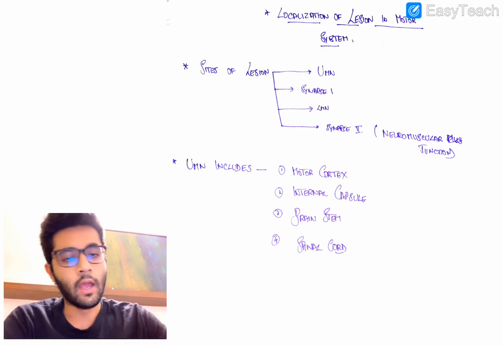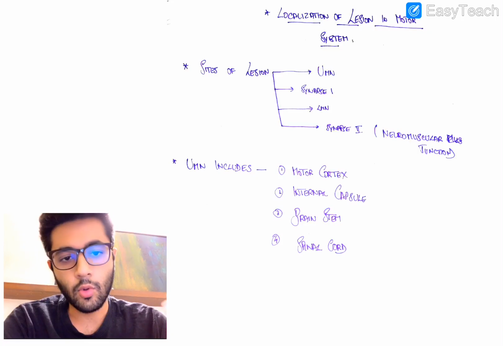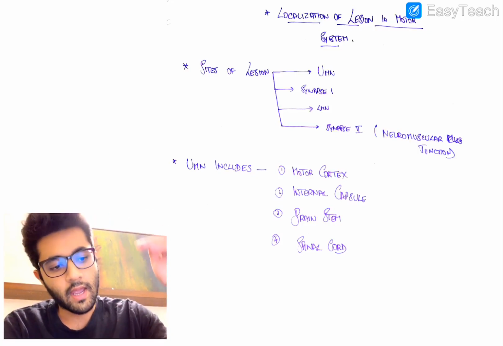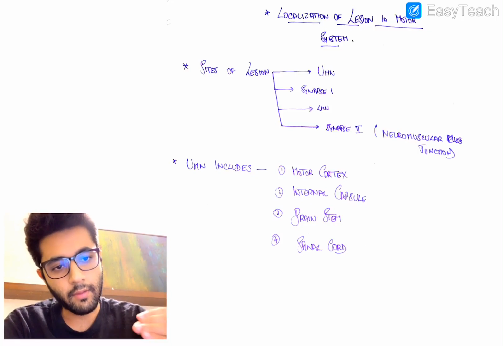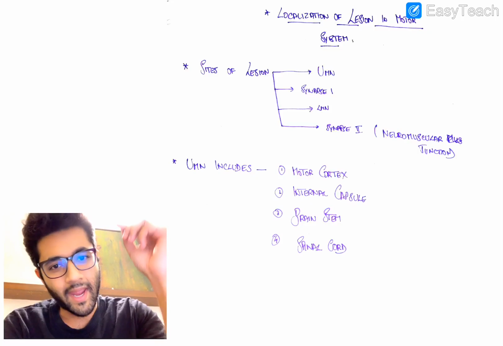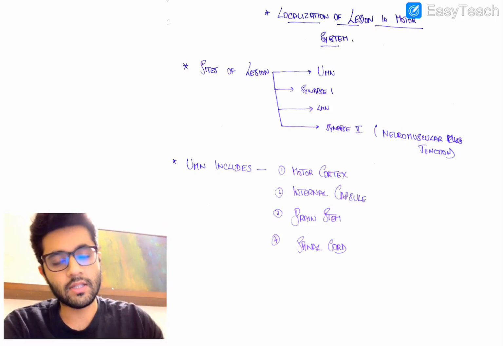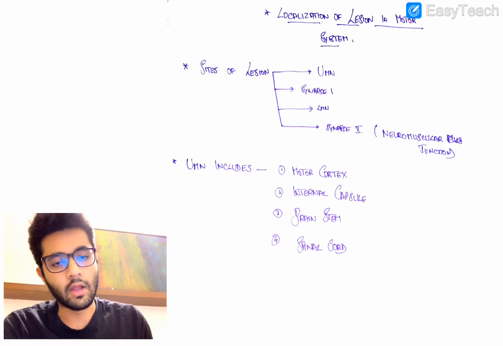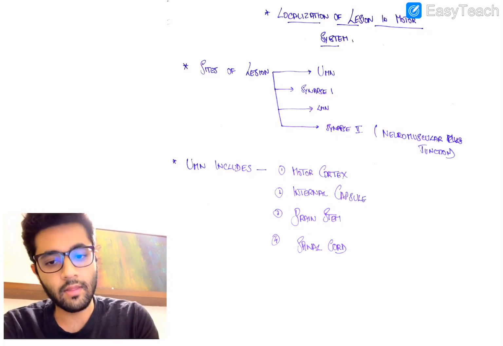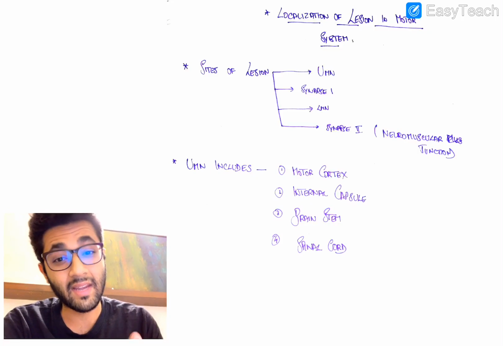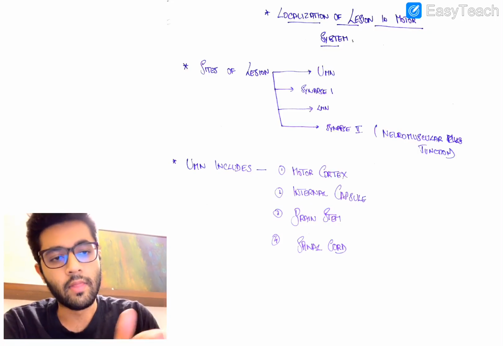So firstly, what all does the UMN include? Like I said in the previous video, the UMN starts from the cortex and ends at the alpha motor neuron, the spinal cord. So from the cortex to the spinal cord. Any lesion in this chain will lead to a UMN type of paralysis, features of which I have already discussed. Based on the clinical features, we can also say exactly where in the UMN chain the lesion has occurred.